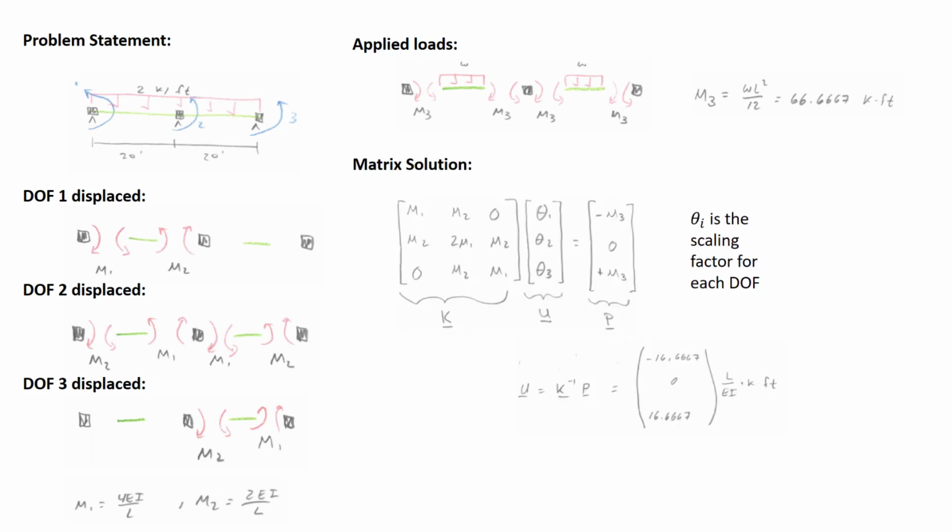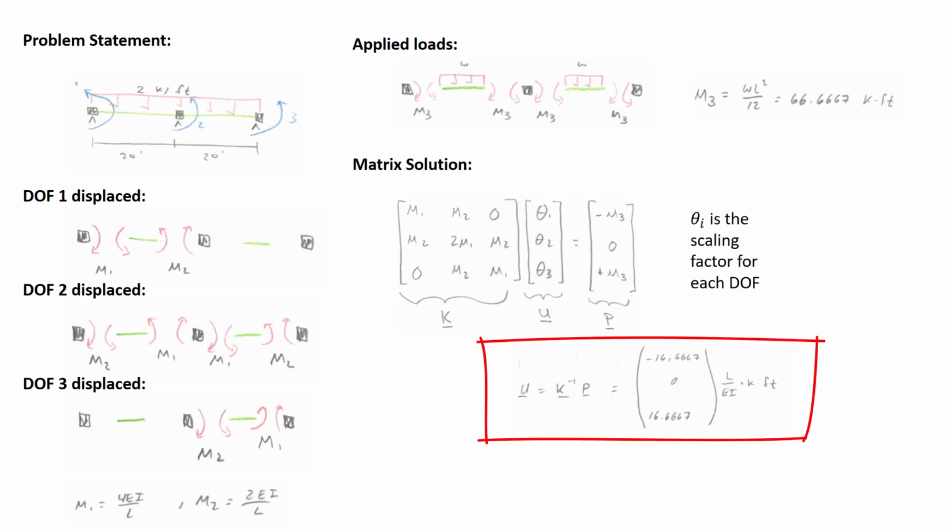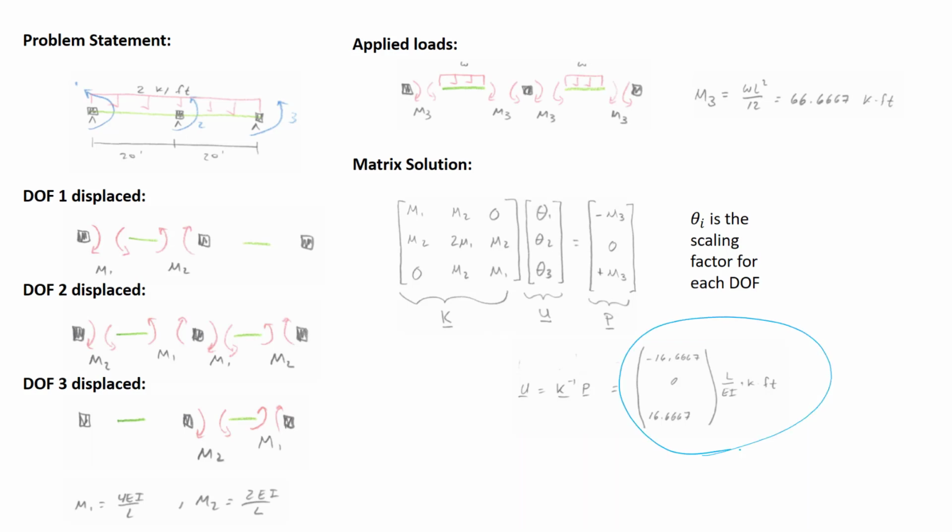From equilibrium considerations at each of the degrees of freedom, we eventually arrived at this matrix solution. K is the stiffness matrix, U is the vector of unknown displacements, and P is the vector of known loads from either member or nodal forces. The unknowns, which in this case are the rotations theta at each of the nodes, can be thought of as a scaling factor for each degree of freedom. Having the problem set up in this way, P equals KU, allows us to easily solve for the unknown displacements U as U equals K inverse P, from which we find these numerical values.